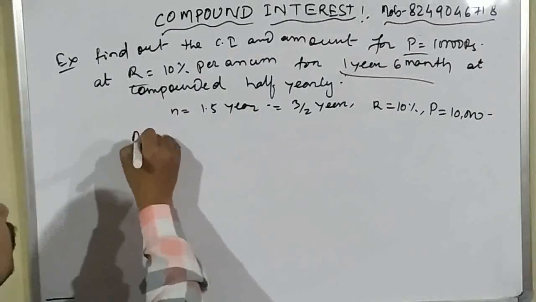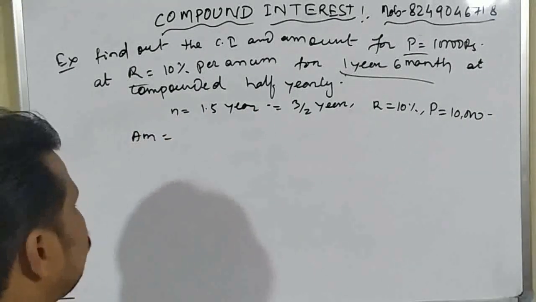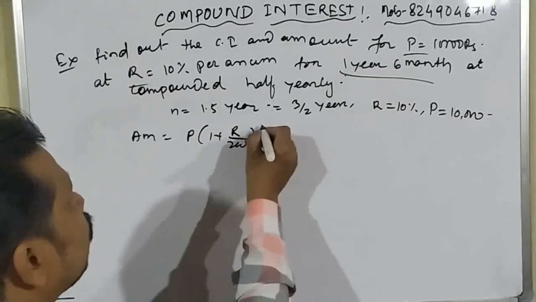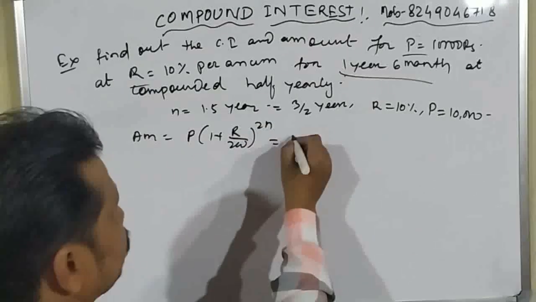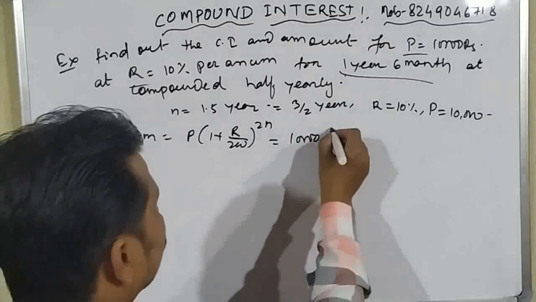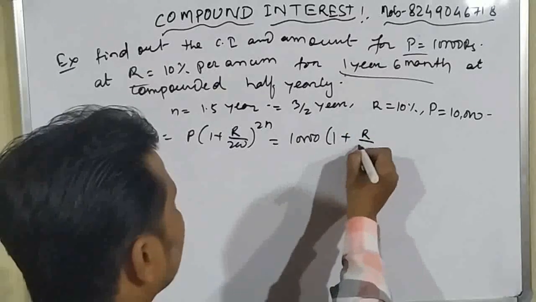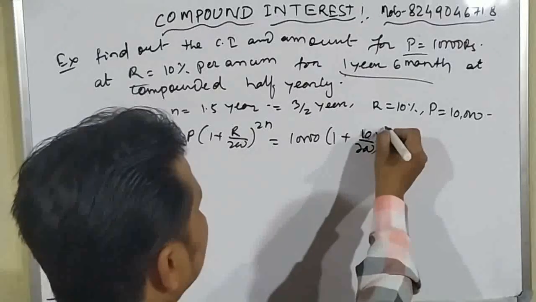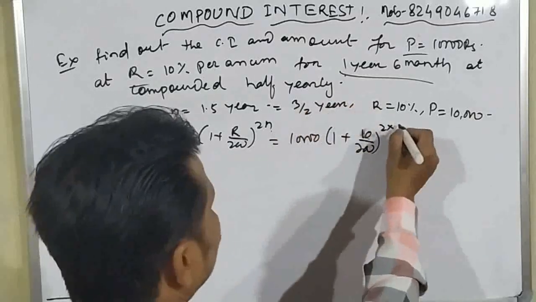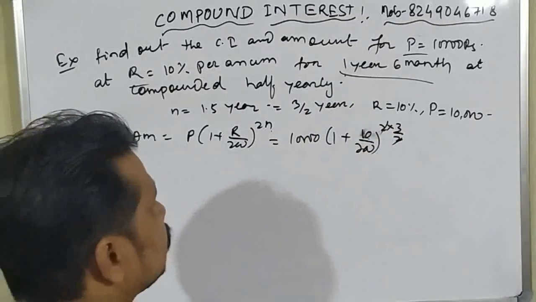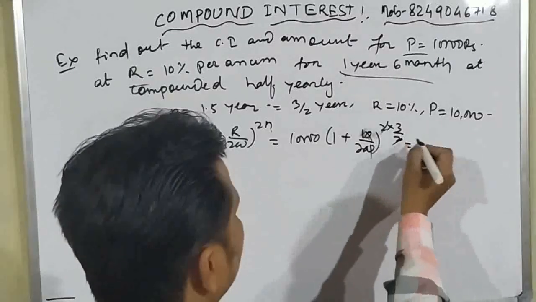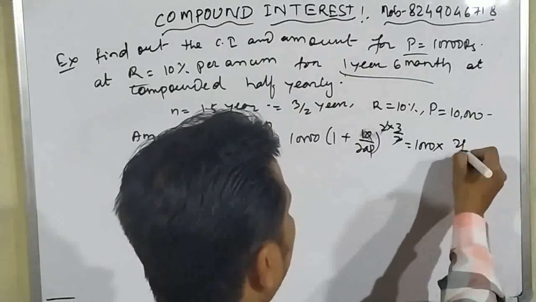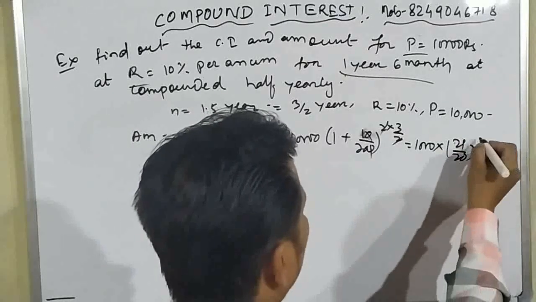So what is the formula? We have to find out the amount. Amount equal to principal into 1 plus R by 200 whole to the power 2n, which is equal to 10,000 into 1 plus R, R means 10, 10 by 200 whole to the power 2 into n, n equal to 3 by 2. So the 2 cancels. Here the 0s cancel, which is equal to 10,000 into 21 by 20 whole to the power 3.